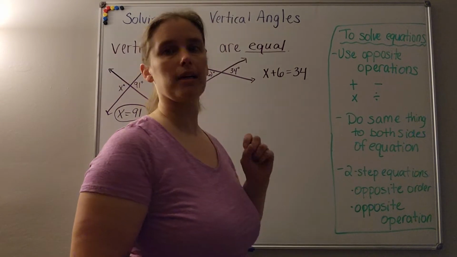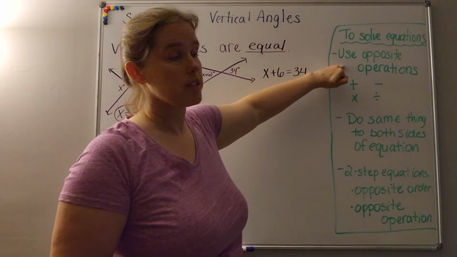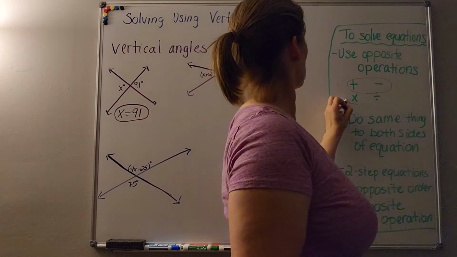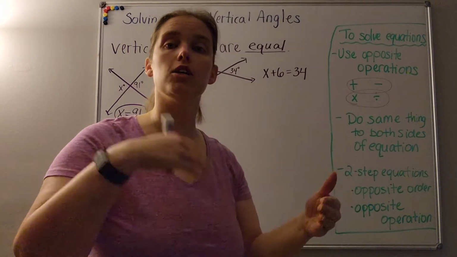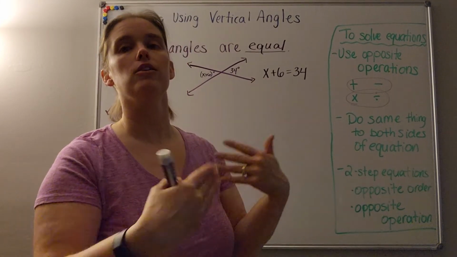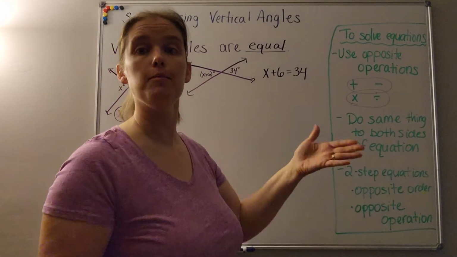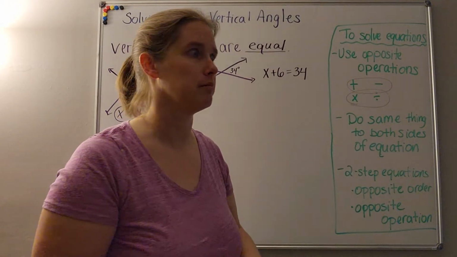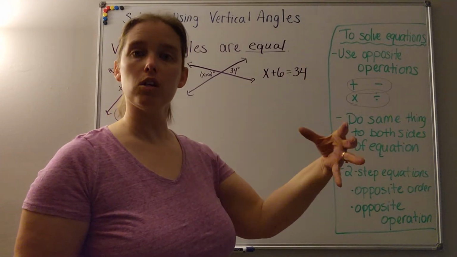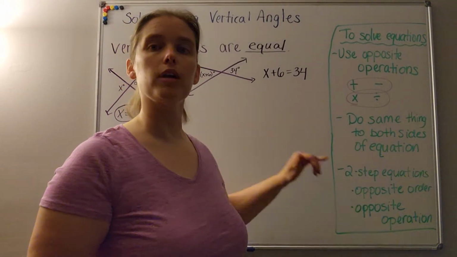Those of you who are saying, I don't remember how to solve, here's a quick little reminder. When you're solving equations, you need to use opposite operations. Addition and subtraction are a pair of opposite operations, and so are multiplication and division. If you see addition, you do subtraction. If you see subtraction, you do addition. If you see multiplication, you divide, and if you see division, you multiply. Remember, you have to do the same thing to both sides of the equation. That keeps it balanced so it doesn't tip over, so to speak. And if you have a two-step equation, remember we do the "done to the variable" and solve, and you do the opposite order when you solve with opposite operations. We'll look at an example of that in just a moment.